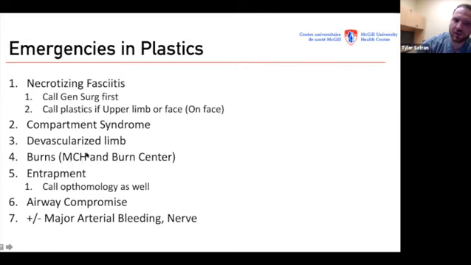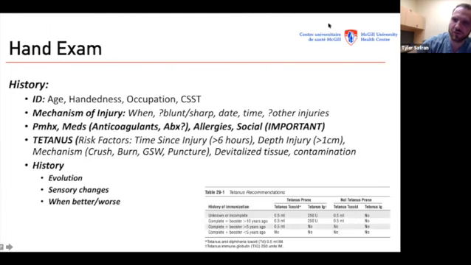Burns. So Children's is our burn center. I don't think there are any peds here, but in terms of other major burns, just know that there is the burn center that covers all burn criteria for transfer. And the last thing, we have airway compromise, major arterial bleeding and nerve, and then entrapment. So when it comes to orbital floors, always make sure that ophthalmology is involved as well at the time of consultation.